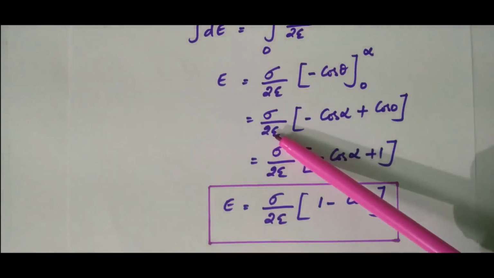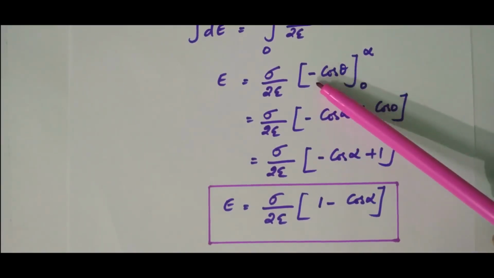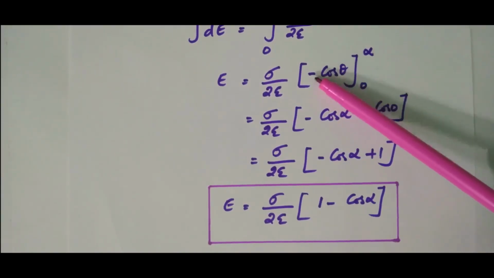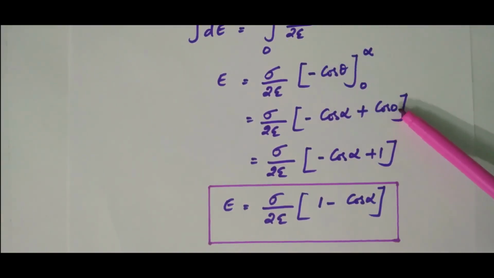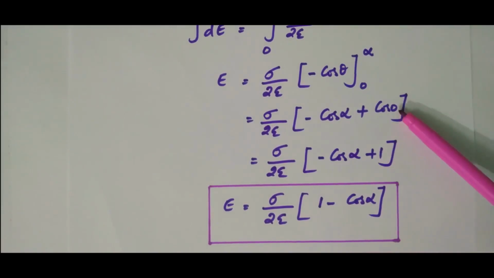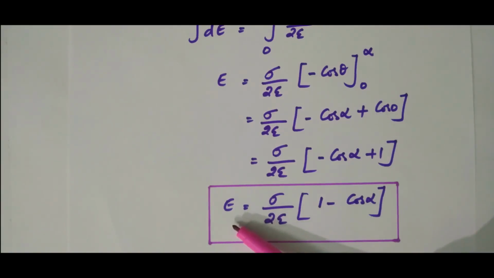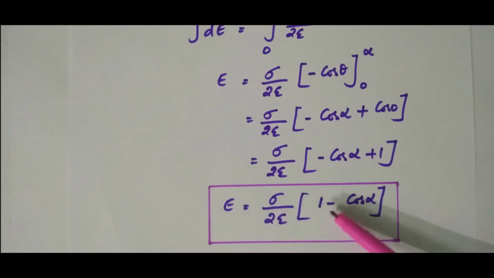So sigma divided by 2 epsilon, while substituting the upper limit, minus cos alpha. Already one minus is there, while substituting the lower limit we have one more minus, so it becomes plus cos 0. So sigma divided by 2 epsilon, minus cos alpha plus cos 0, whose value will be 1. While rewriting, the electric field intensity E equal to sigma divided by 2 epsilon into 1 minus cos alpha. This is the final expression for electric field intensity due to a charged disk: sigma divided by 2 epsilon, 1 minus cos alpha.